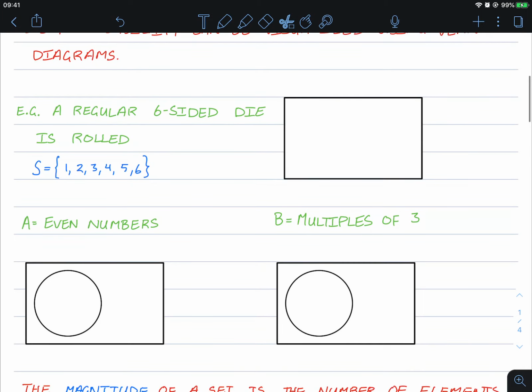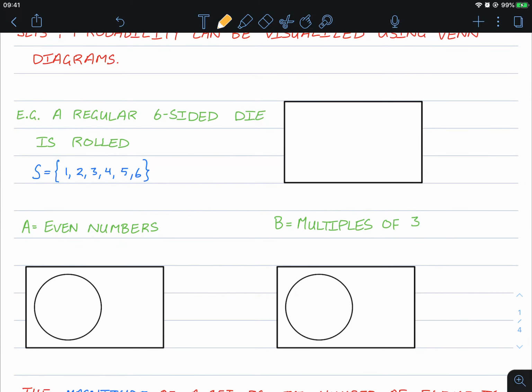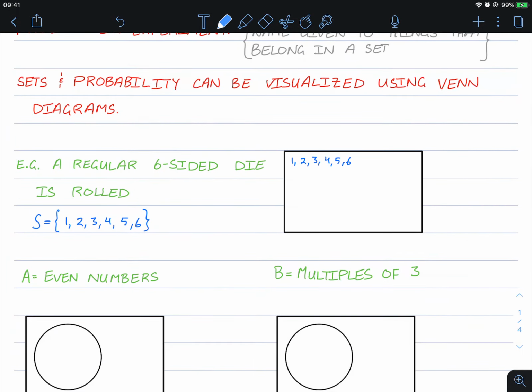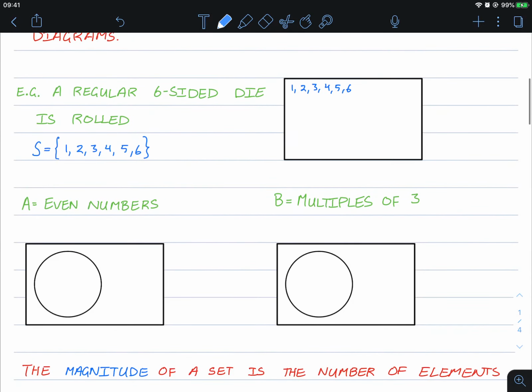For the Venn diagram, since this is everything that could possibly happen in this particular probability experiment, we just list them as 1, 2, 3, 4, 5, and 6. So inside this box is everything that could possibly happen. It's just the numbers 1, 2, 3, 4, 5, and 6.